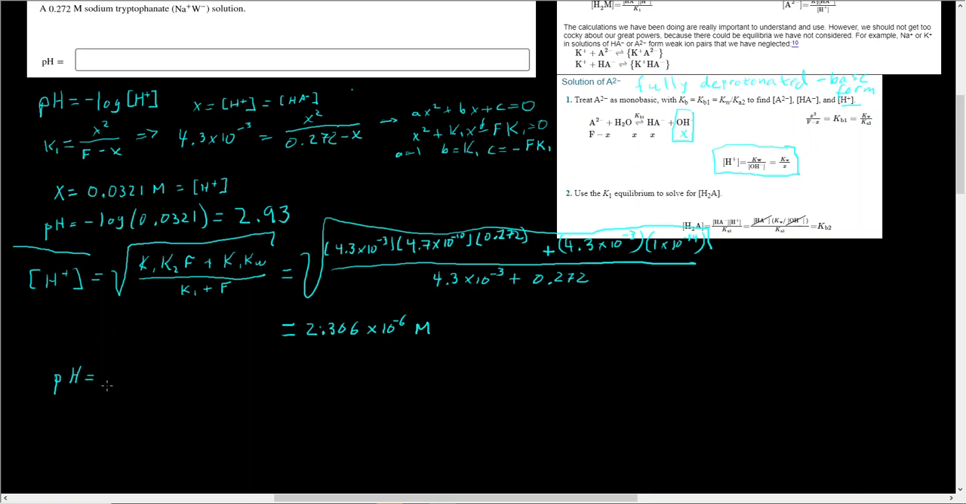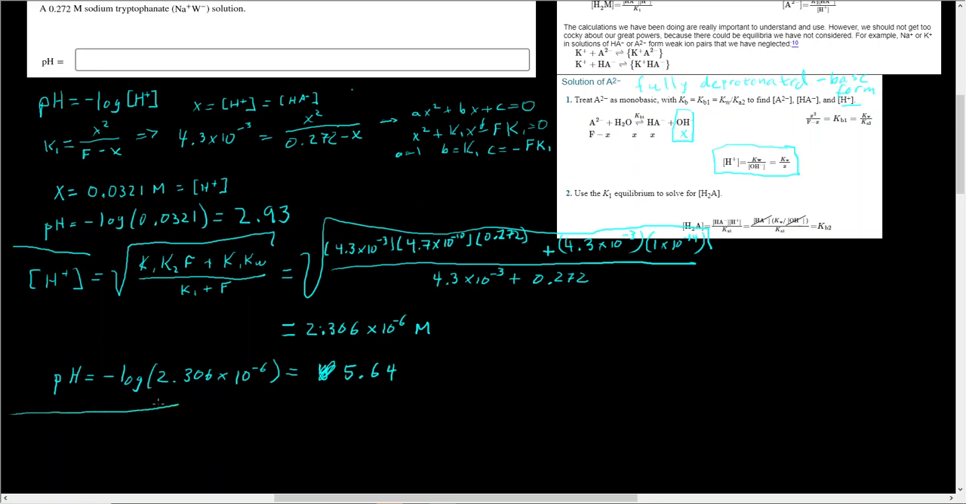So we're going to take the negative log of that number, and we should get something close to 6, right? Between 6 and 7. Or between 6 and 5. So I got a pH of 5.64. So this is a very weakly acidic solution.